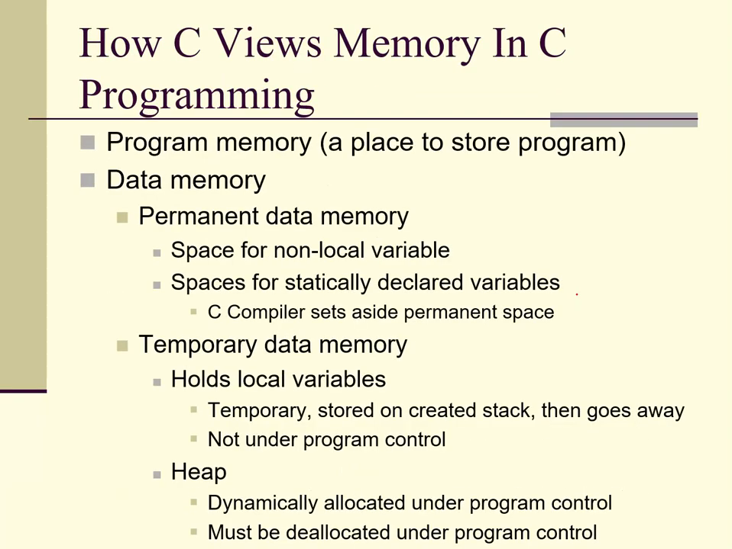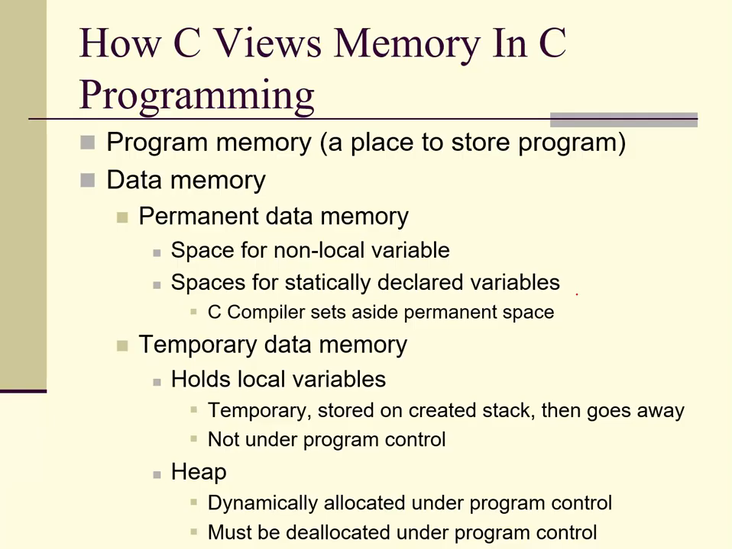So program memory is a place to store the program. Not much to say about that. It's usually just readable, not generally writable. Something is going to write that memory, but after you write it, generally speaking, it's hard to overwrite again. So for the data memory, what the compiler is going to do is make some of that memory permanent and some of it temporary.